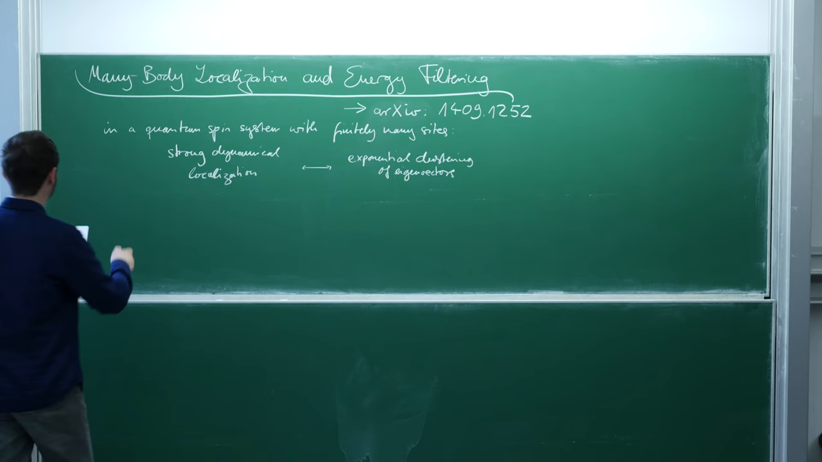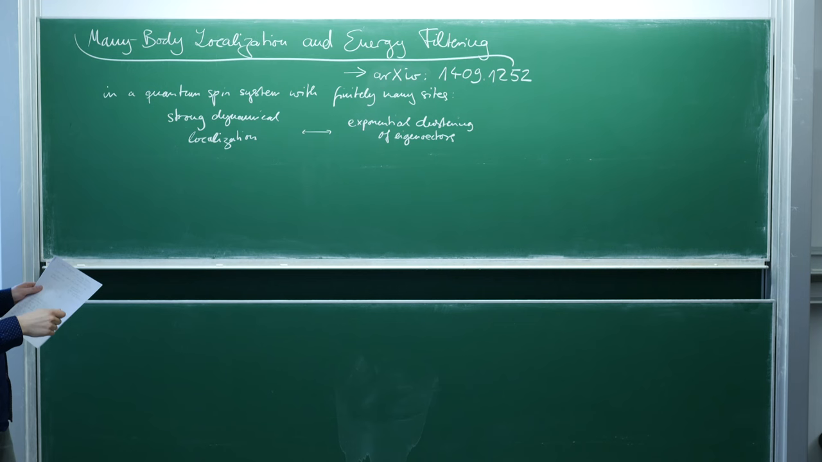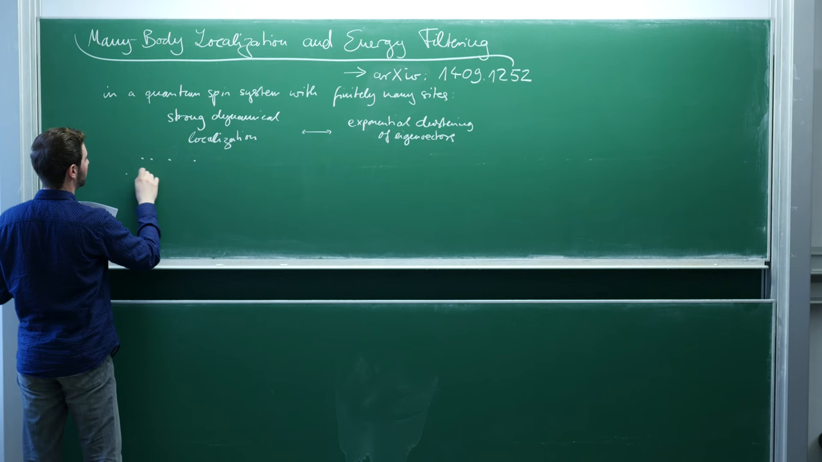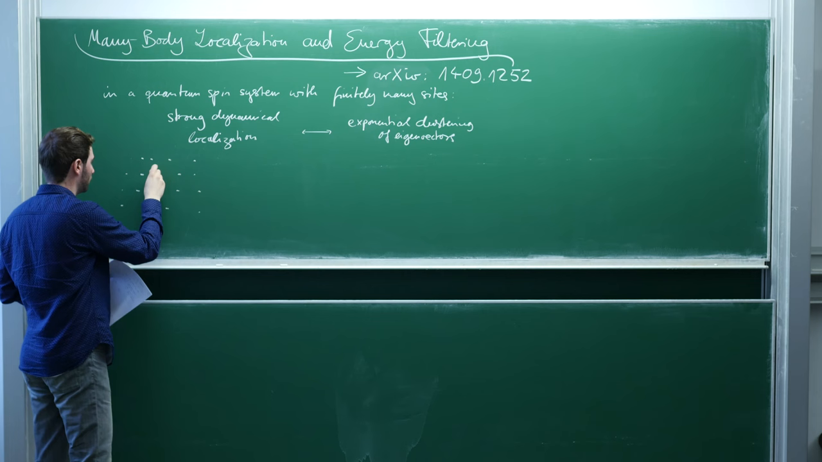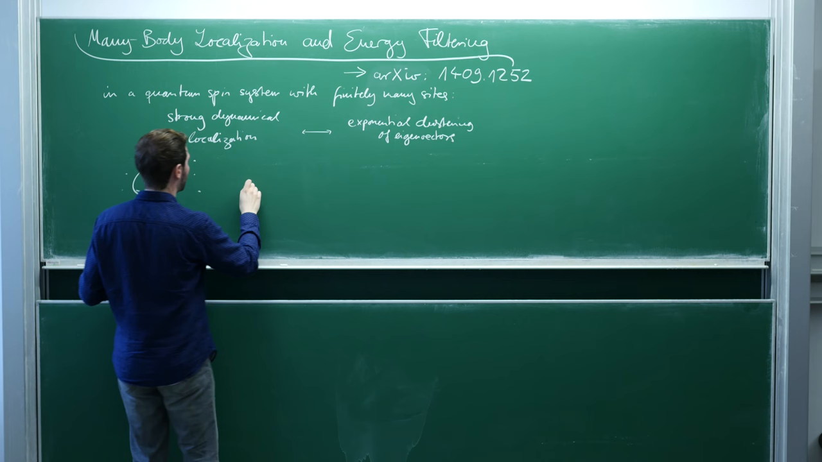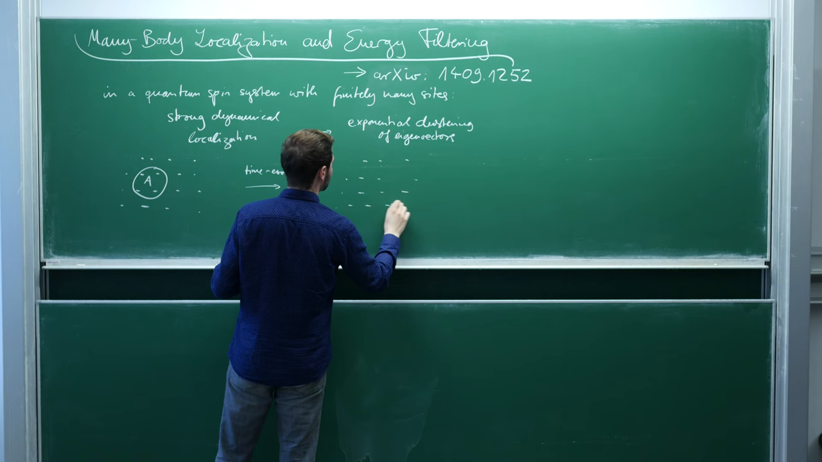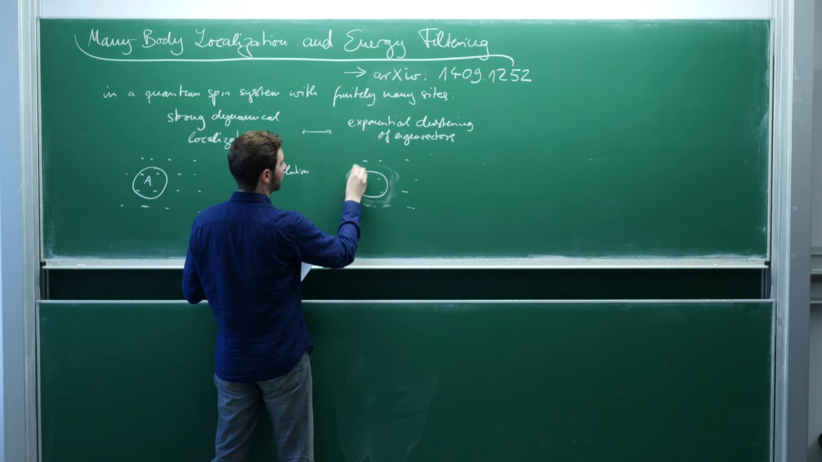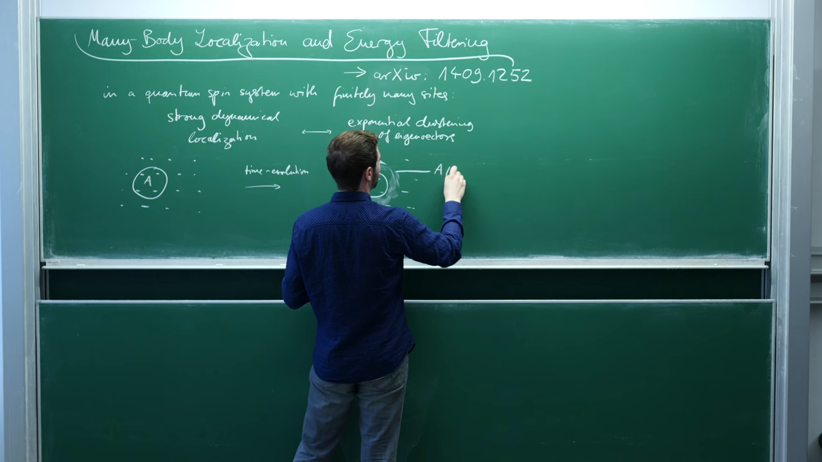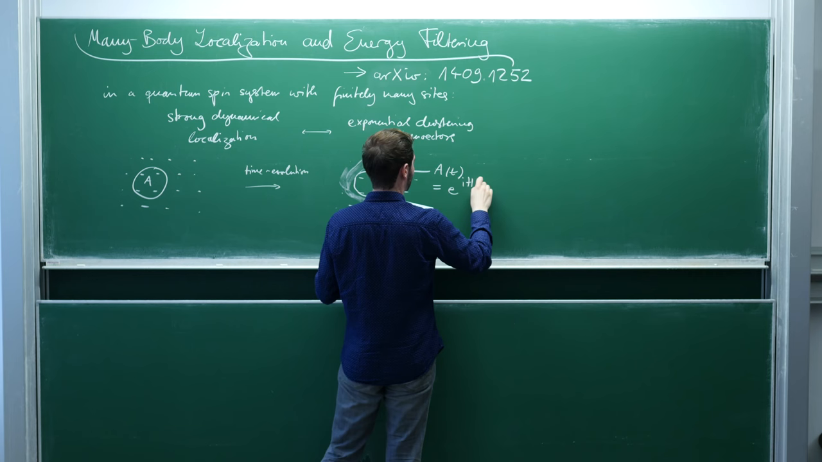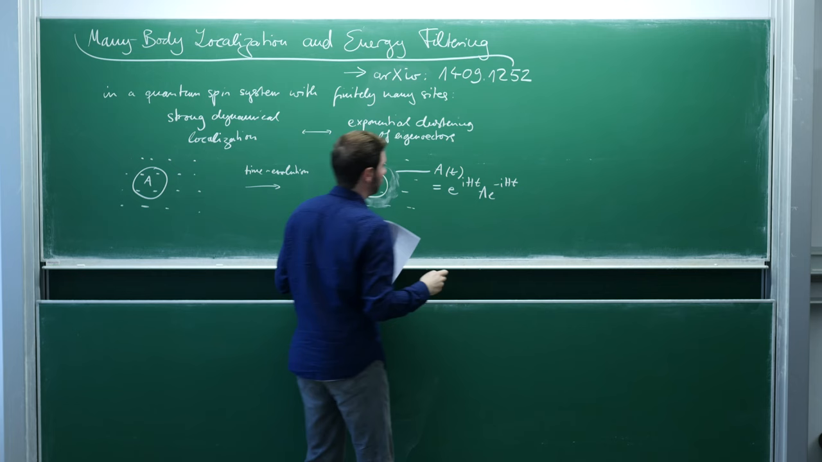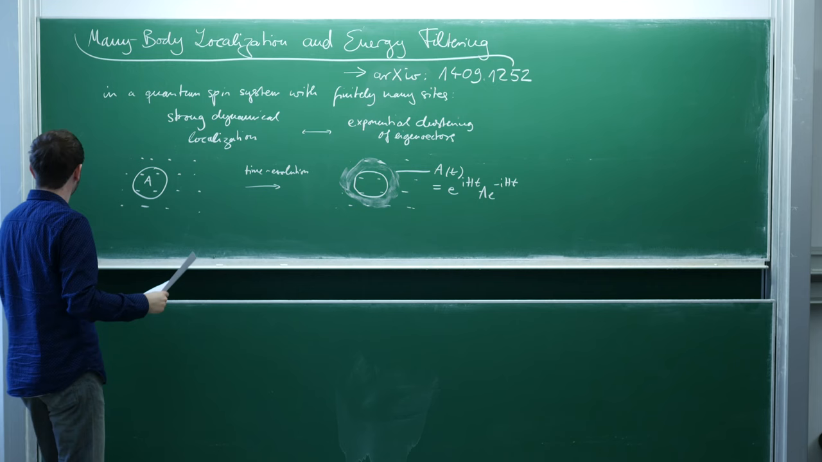So the picture to have in mind, that we would always draw on the board when we talk about strong dynamical localization, is you have this system of many particles, and you observe one part of the system. This observable is called A. And after some time evolution, the observable A somehow spreads out. So this is the observable A after time t, in the Heisenberg picture evolved with the Hamiltonian of the system. This is strong dynamical localization.